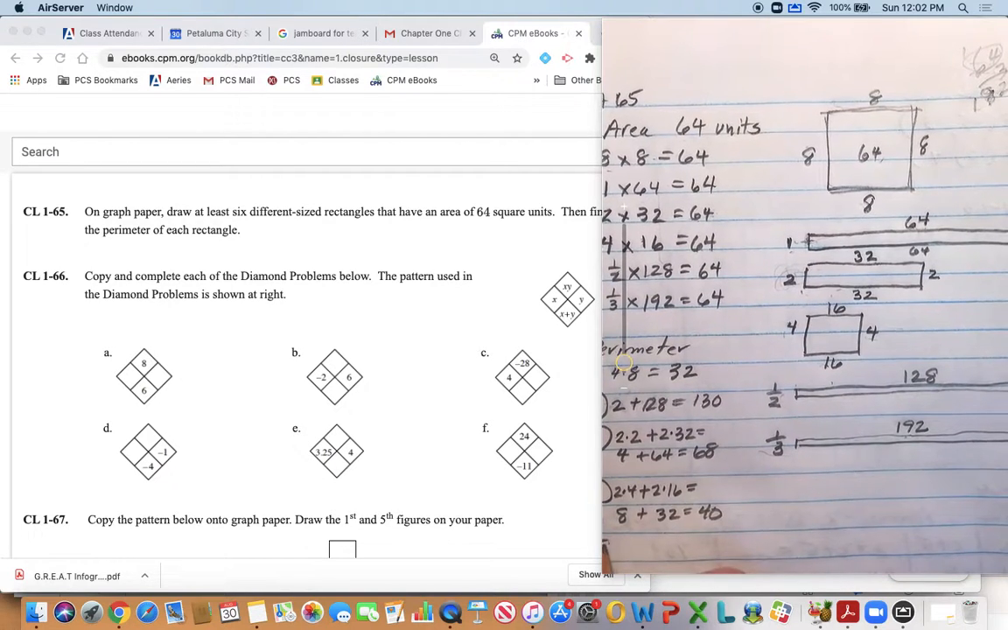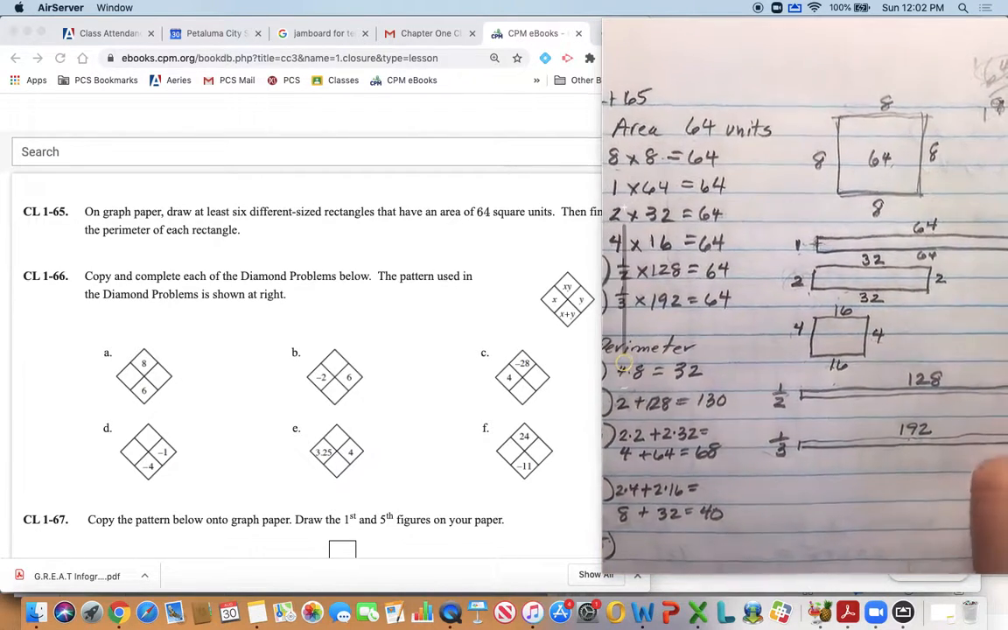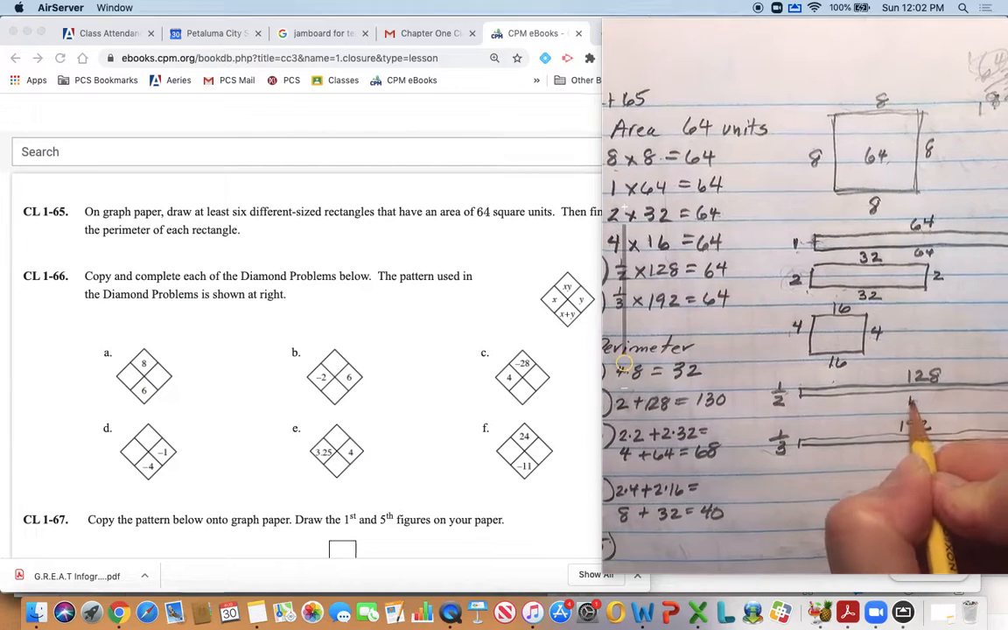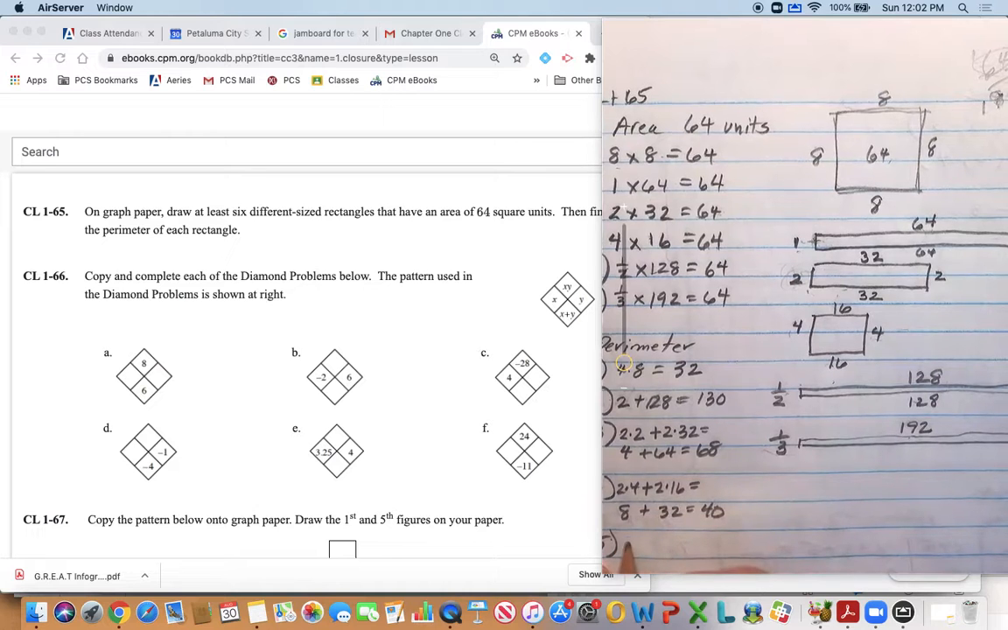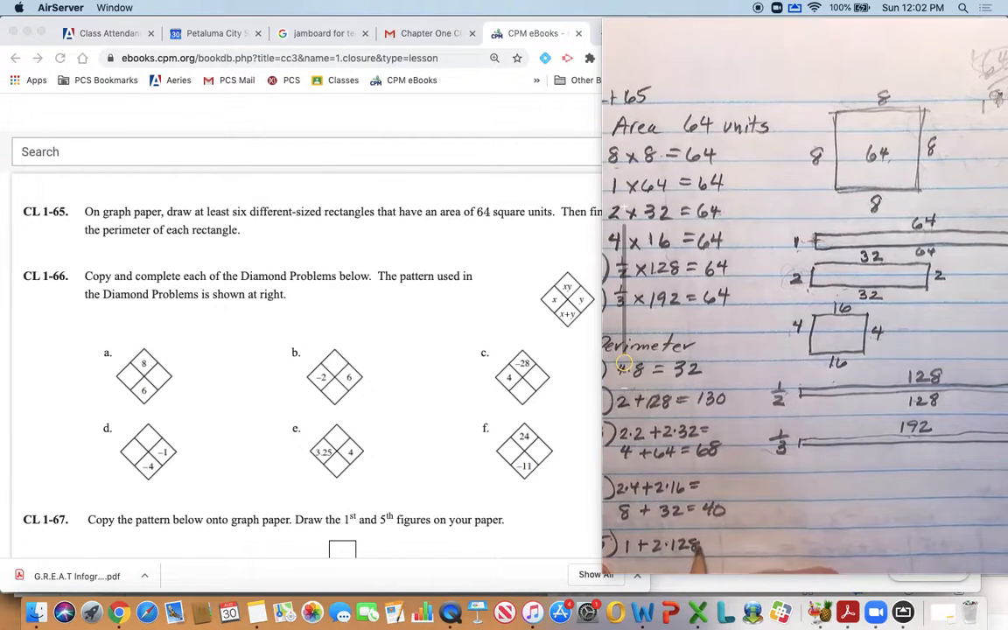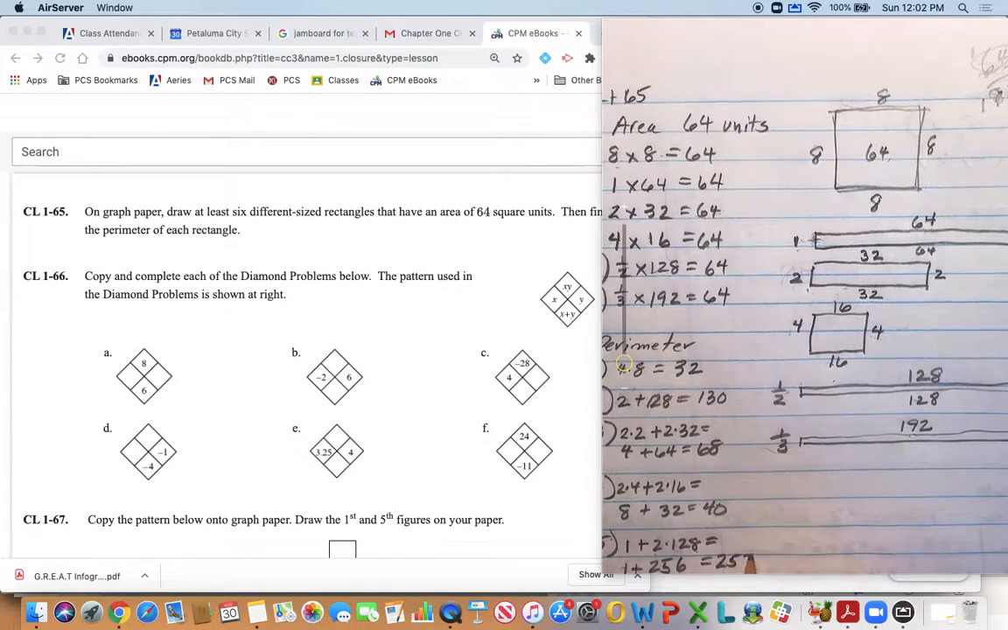And our fifth one, we've got 1/2 and 1/2 on this end, and then 2 times 128. So 2 times 1/2 is just 1, plus 128 plus 128, or 2 times 128. So that is equal to 256. So plus 1, that's 257.